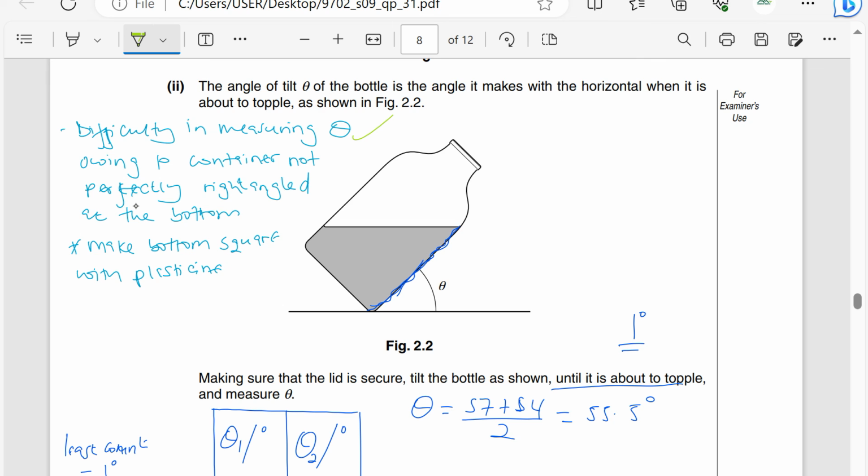And also there's a problem of holding the protractor in your hands when you're measuring this angle theta. You could also just use a clamped protractor.